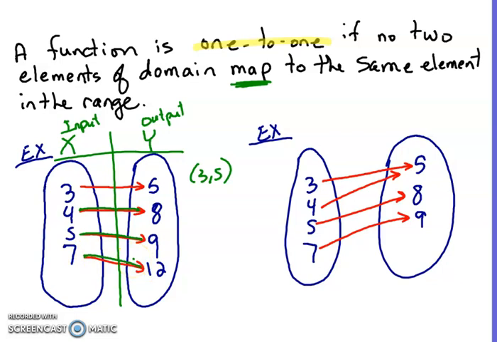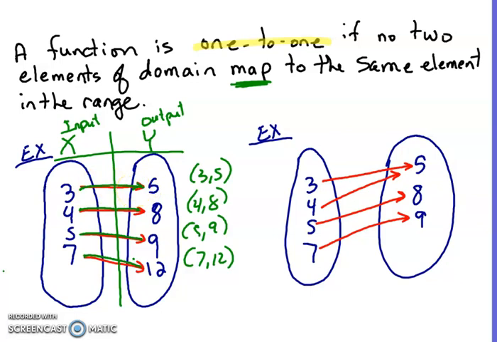So a function is one-to-one. So this is a relation because it's a set of ordered pairs. But it's also a function because every input has one output. 3 goes to 5, 4 goes to 8, 5 goes to 9, 7 goes to 12. And this is also one-to-one because no two elements in the domain map to the same element in the range. So every one goes to a distinct one over here.